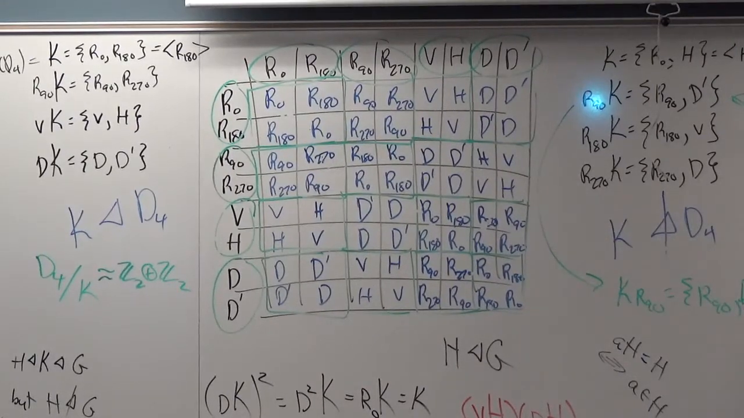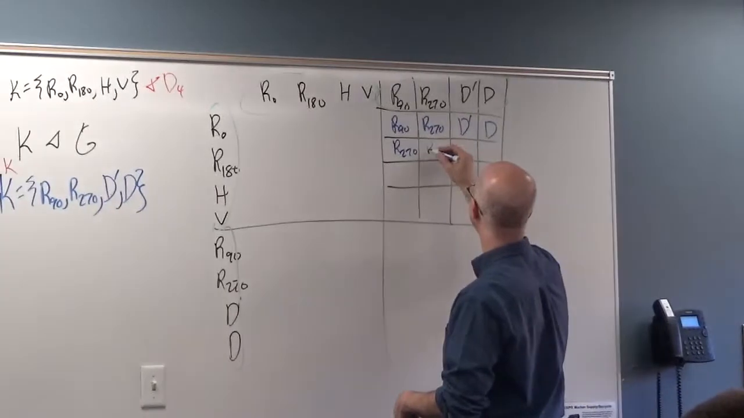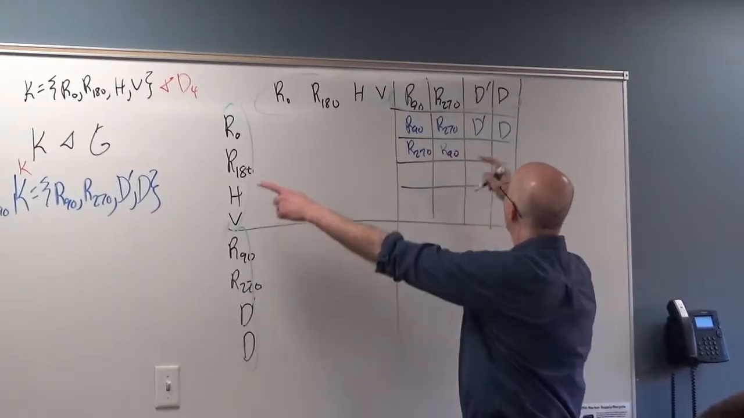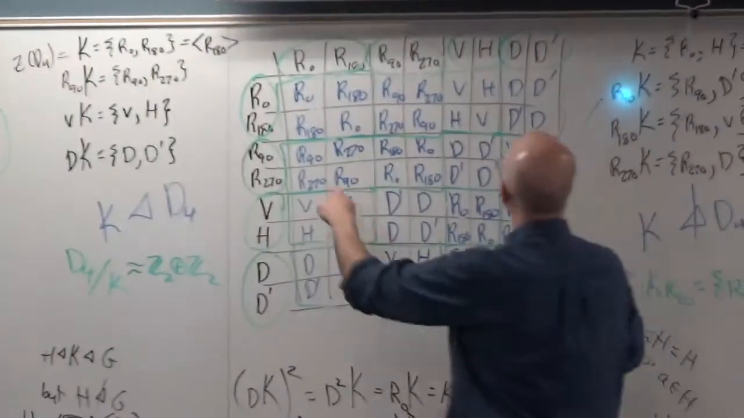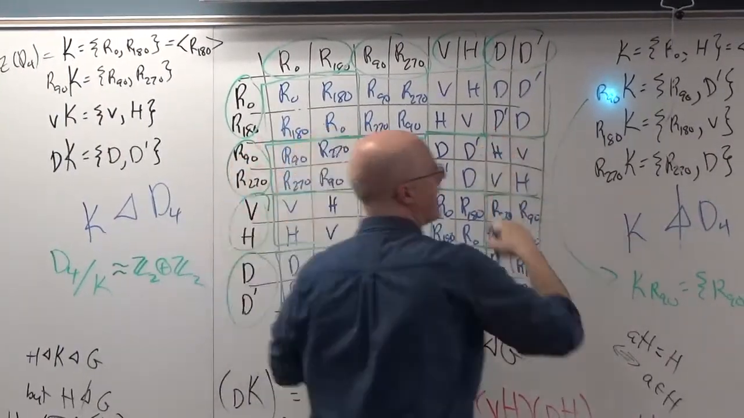We're going to calculate, for example, composing the rotations is easy. R180 composed with R270 is R90. R180 composed with D prime and D: composing with D prime, you get D. Composing with D, you get D prime.